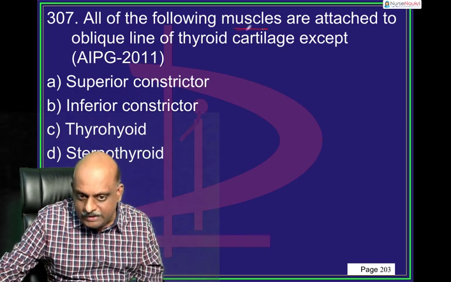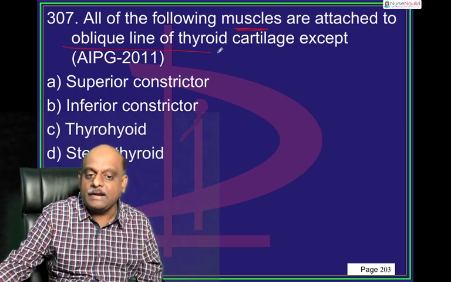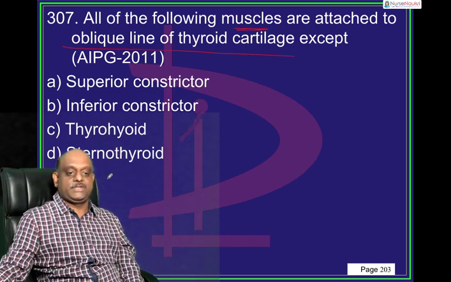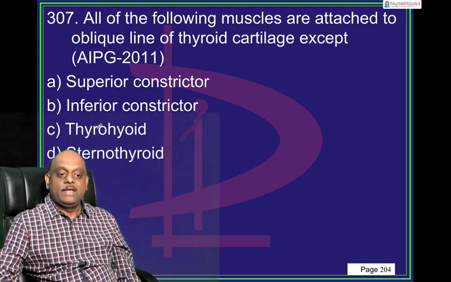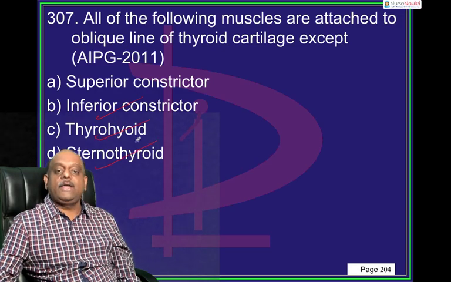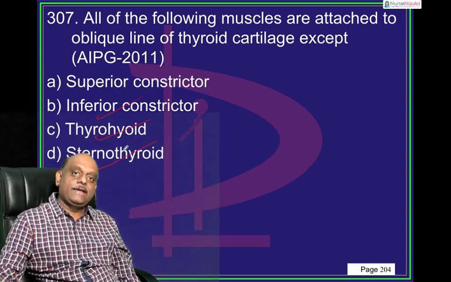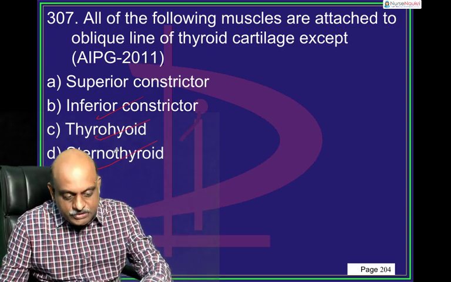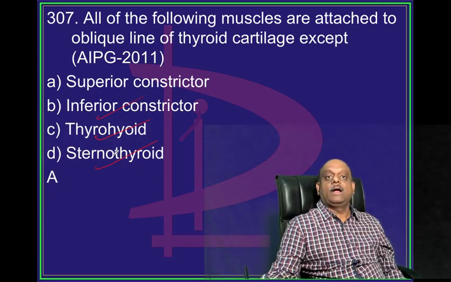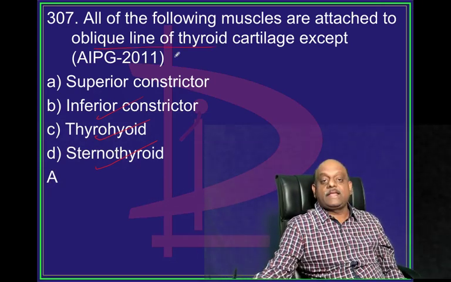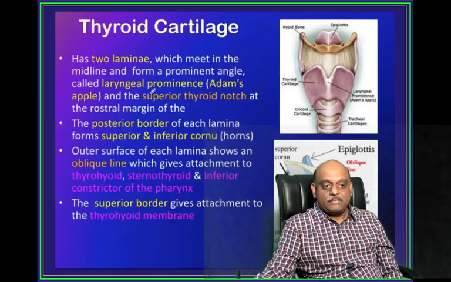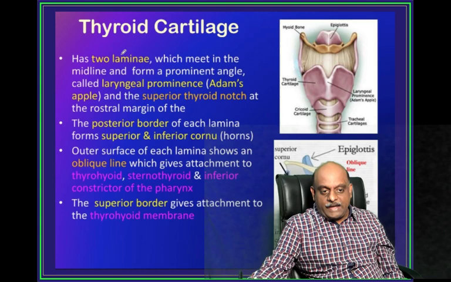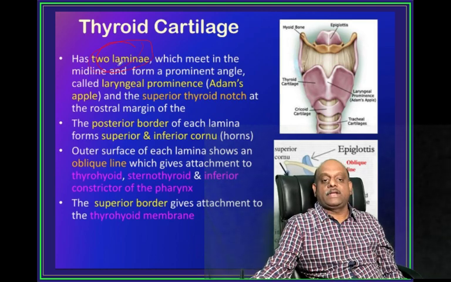Now, which muscle is attached to the oblique line of the thyroid cartilage? Oblique line of thyroid cartilage. Inferior constrictor, thyrohyoid and sternothyroid, they're all attached to the oblique line of the thyroid cartilage is what you have to basically remember. So basically, thyroid cartilage has two laminae, doctor.